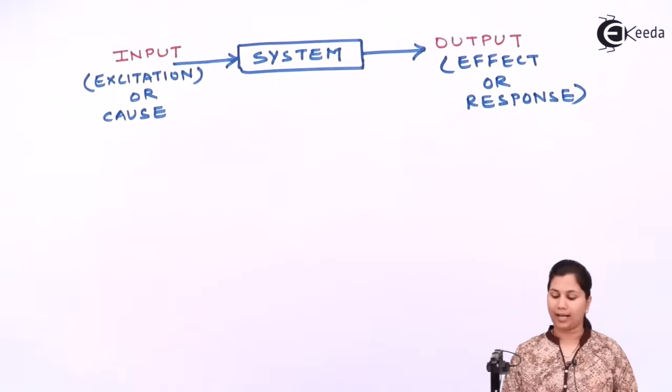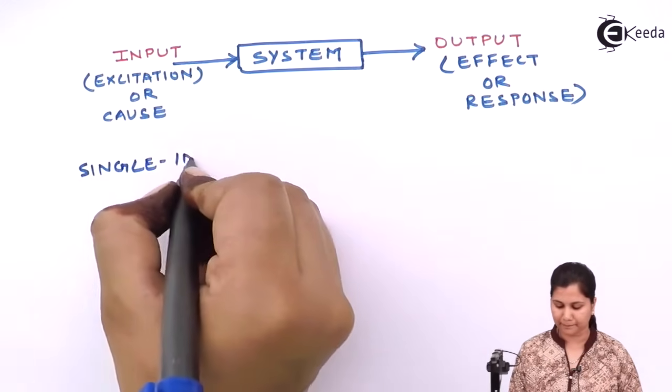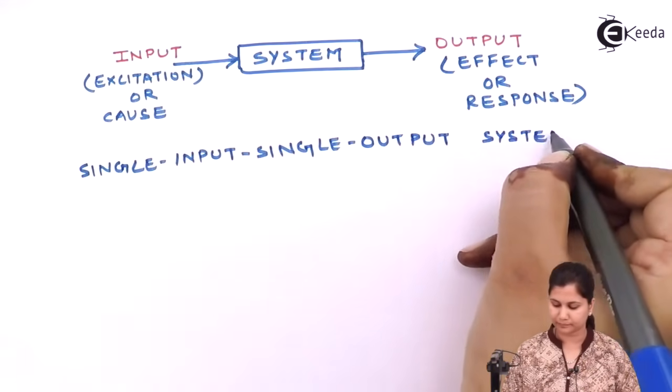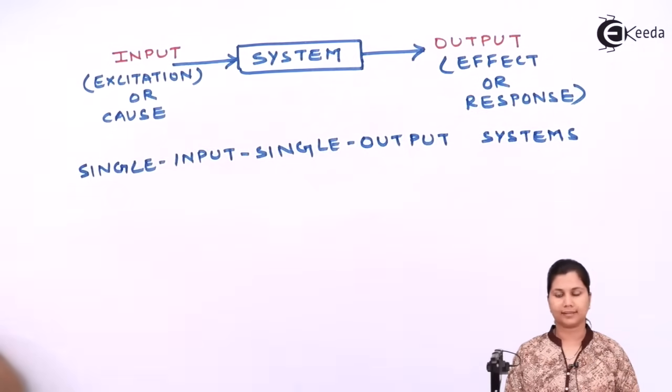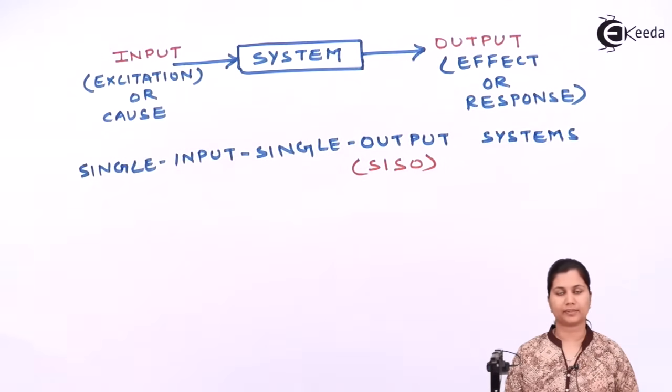Now a system may have one input and one output. Such types of systems are known as single input and single output systems, also known as SISO systems.